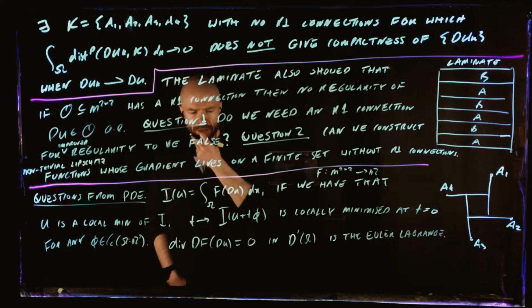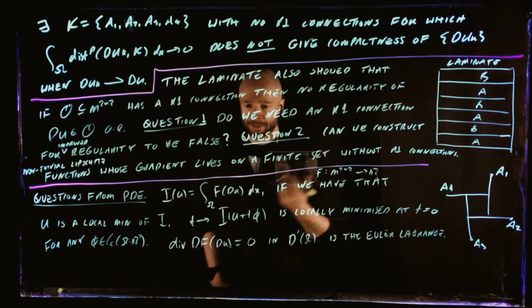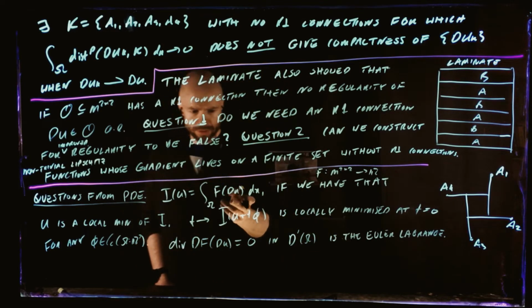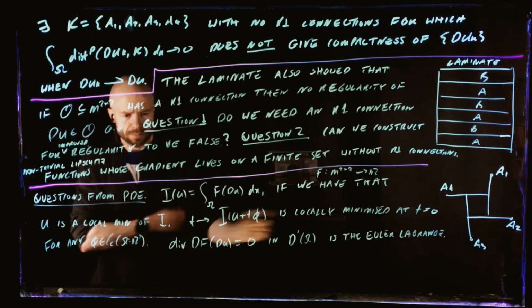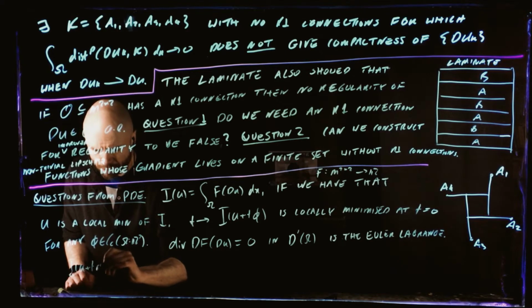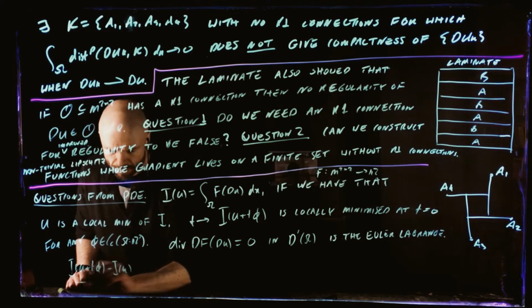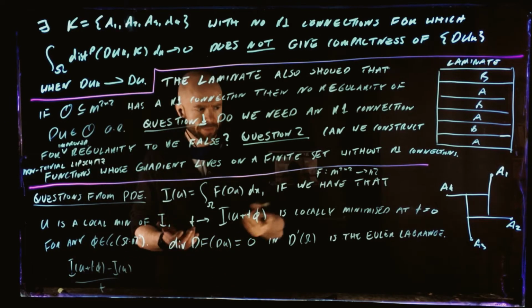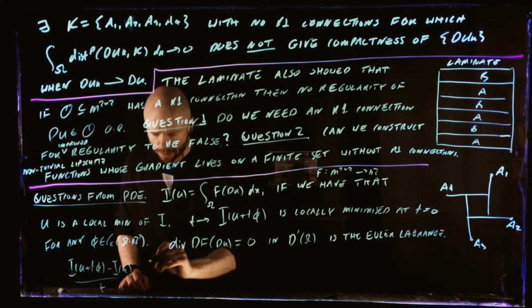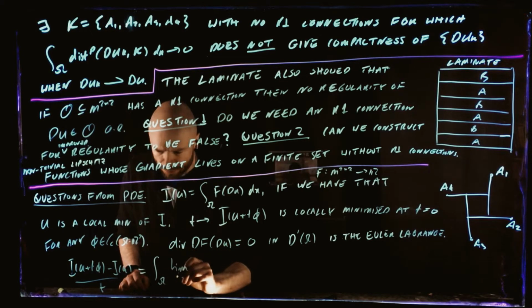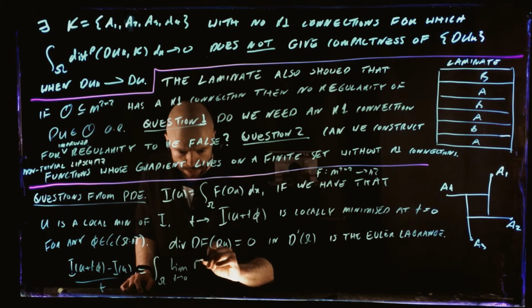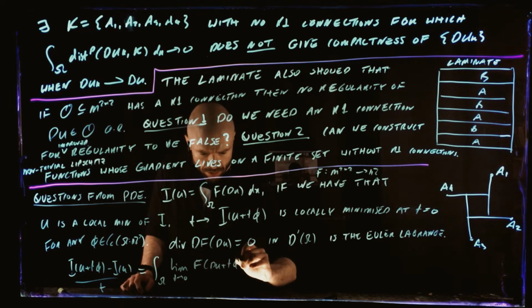But the question for PDE, no, it's divergence of the gradient of f. So maybe I just do the calculation now. If we look at this expression here, I of u plus t phi minus I of u, over t, right? If it's locally minimized at 0, then this derivative will be 0. And then what are we going to have to do? We're going to have to pass the limit as t goes to 0 through this, of f of Du plus t D phi.